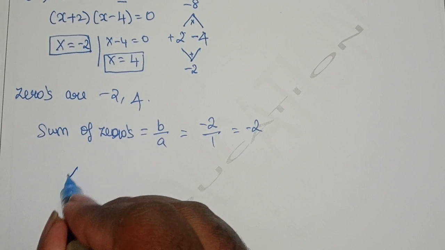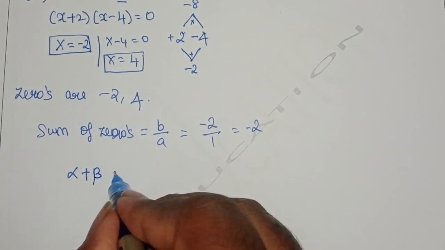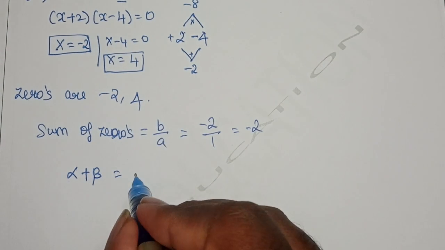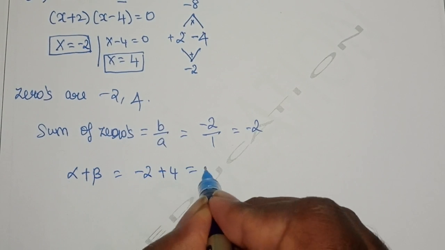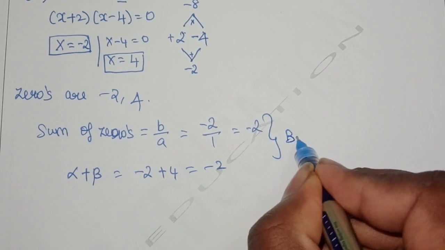By using the zeros which we found, the sum is minus 2 plus 4, which is equal to 2. Both same.